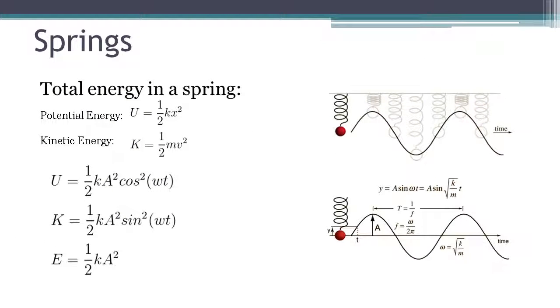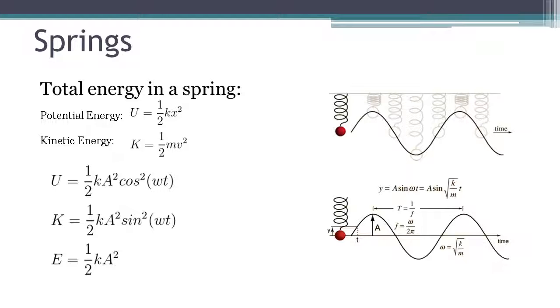Now we'll take a look at the total energy in a spring. Using our equations for potential energy and kinetic energy, we can substitute in values for x and v to find our total equation. The value of x is equal to A times the cosine of omega t. So when substituted in, our potential energy in the spring is equal to 1/2 k A squared cosine squared omega t. Likewise, the value of velocity is A omega times the sine of omega t. So when substituted in, the kinetic energy equals 1/2 k times A squared sine squared omega t.